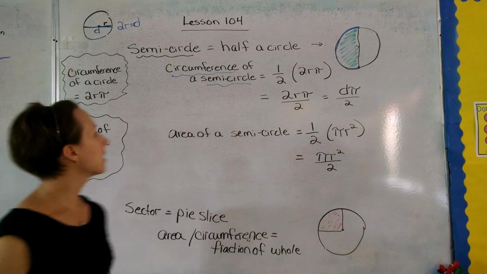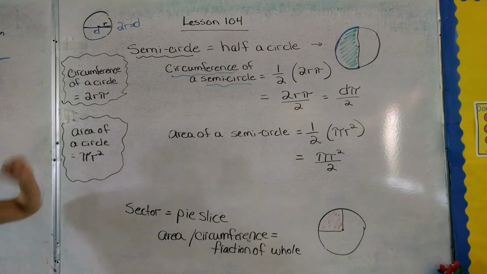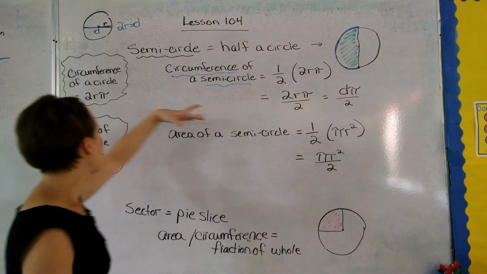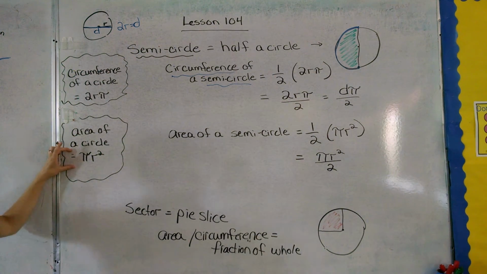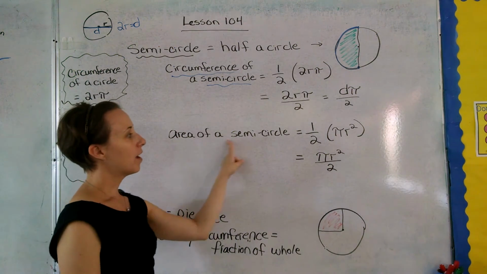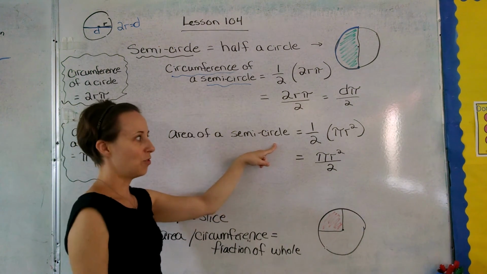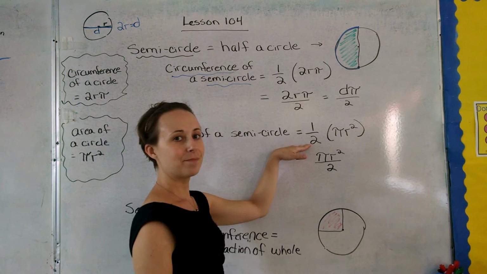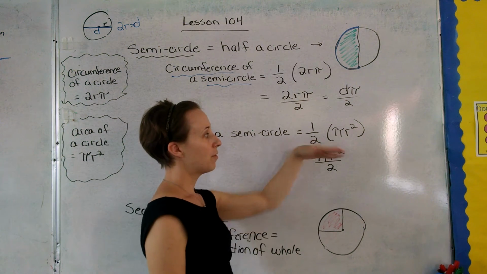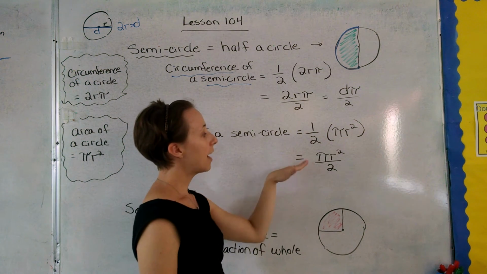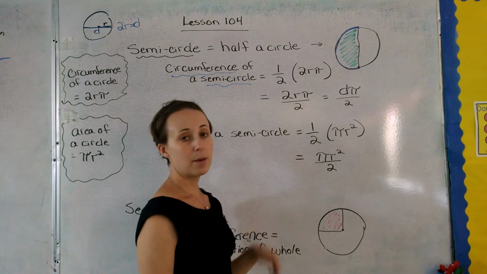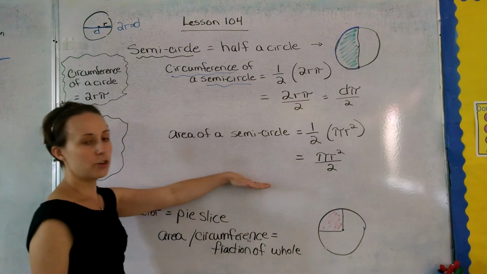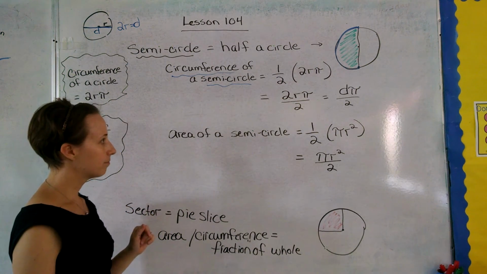We can equally as easily use our area for a full circle to help us find the area of half a circle. If the area of a full circle is pi r squared, then the area of a semicircle, of half a circle, would be pi r squared divided in half. I could write that as 1/2 times pi r squared. I could also write that as pi r squared divided by 2. Both mean the same thing. Make sure you have these in your notes. You want them for our problems.